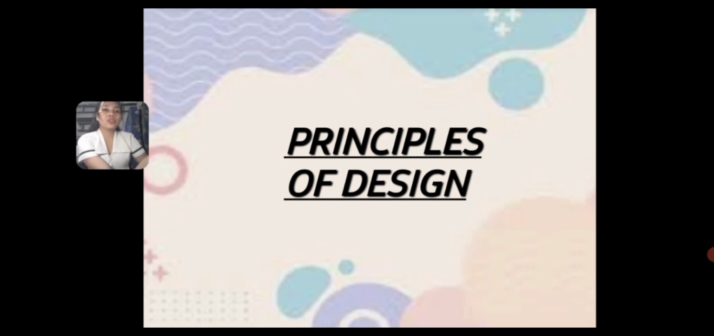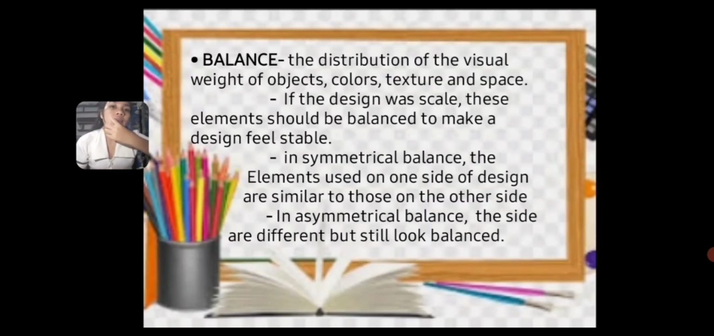Let's move on to principles of design. Principles of design describe fundamental ideas about the practice of visual art. The first one is balance. It is the distribution of the visual weight of objects, colors, textures, and space. If the design was scaled, these elements should be balanced to make a design feel stable.